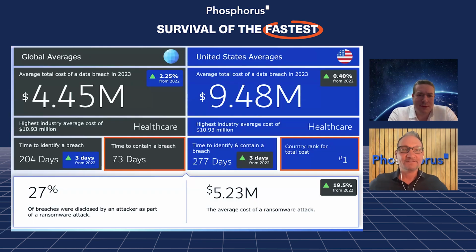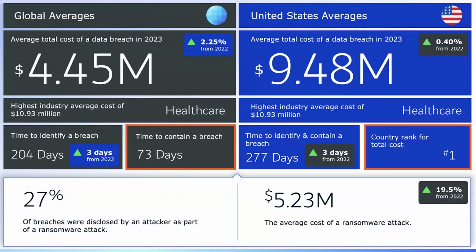And look, it matters. This stuff is costly. This is just the latest IBM figures of the cost of a breach from 2023.